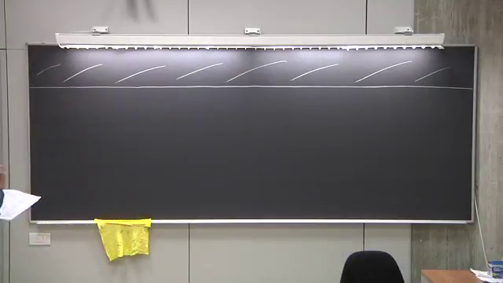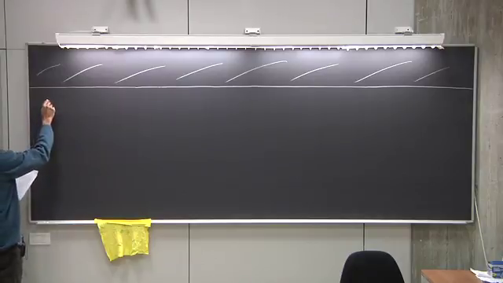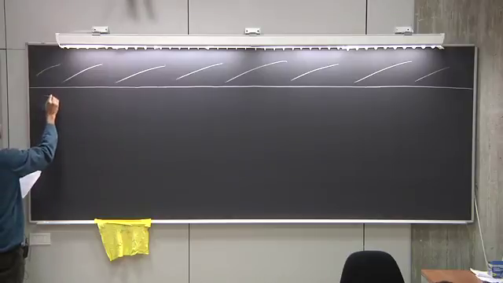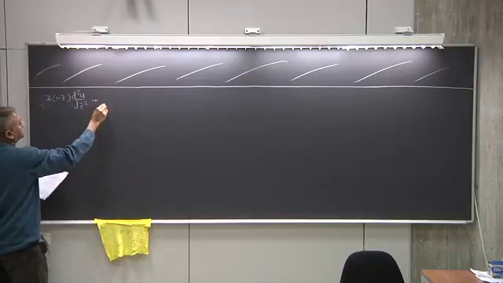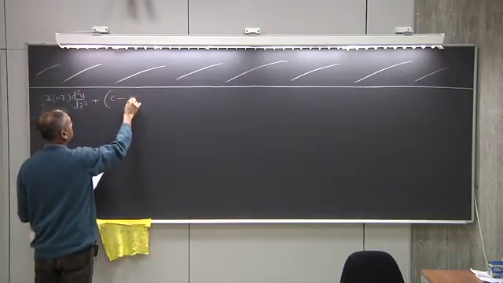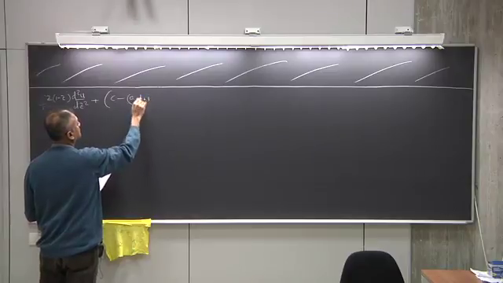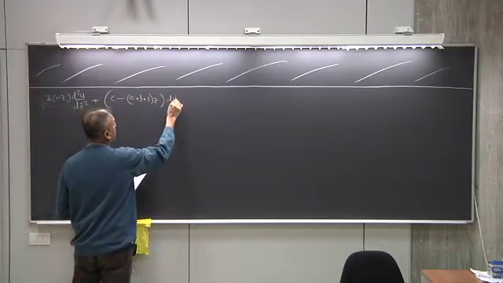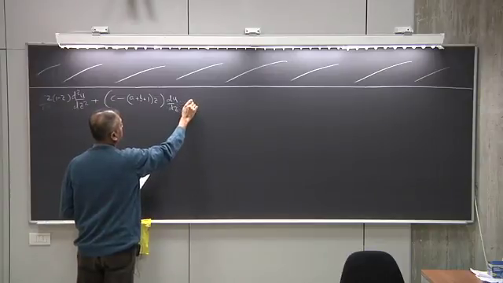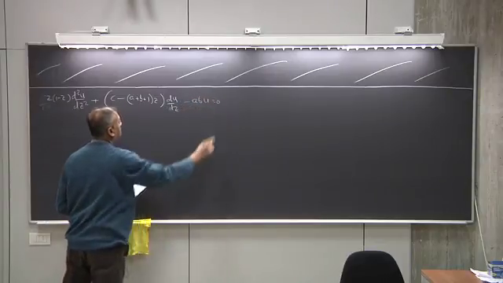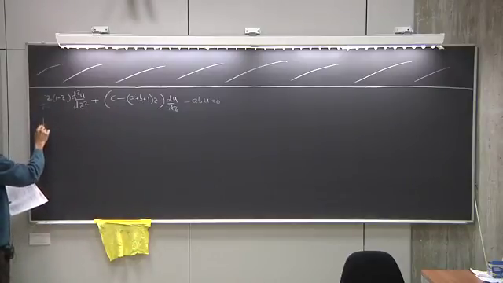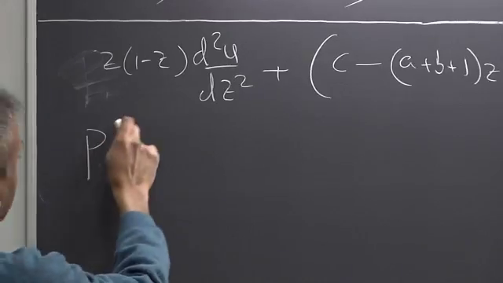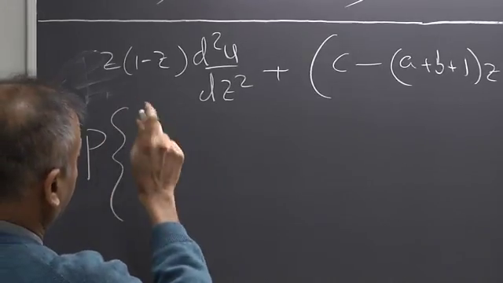Okay, so last time, just to remind you, we are looking at this differential equation, z times (1 minus z) d²u/dz² plus (c minus (a plus b plus 1) z) du/dz, minus ab u equal to 0. We represented the general solution by the Riemann P symbol, which had all the basic information.